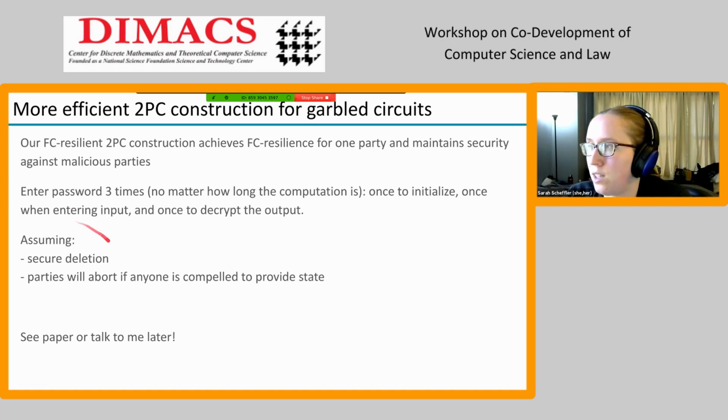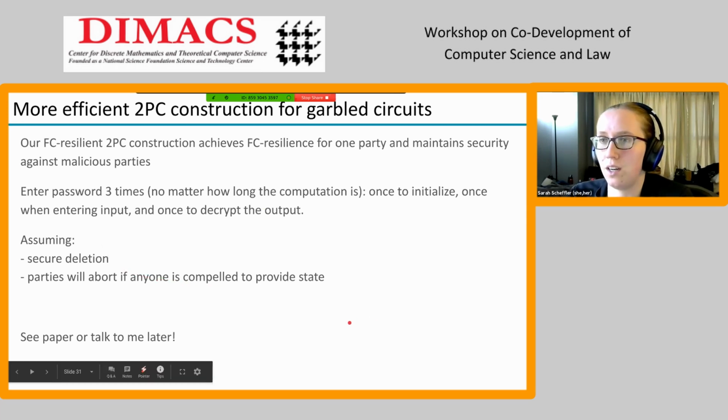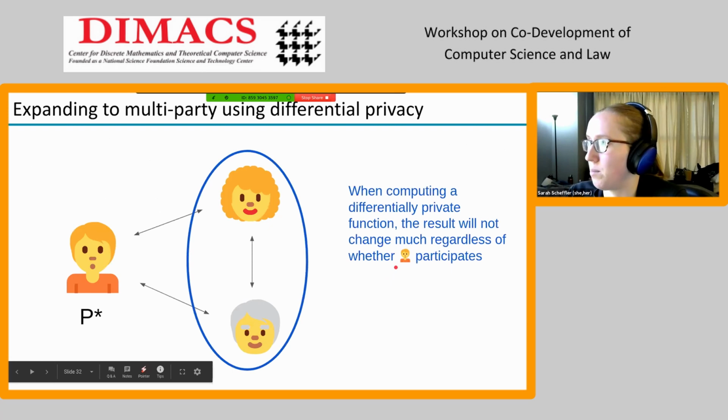So we have a construction for achieving FC resilience for the garbler, for garbled circuits, which maintains its other security properties. And during this, you only have to enter your password 3 times, regardless of how long the computation is. And since I am running a little low on time, I won't say much more about it, but I am happy to chat about it later. And obviously you can check the paper if you are interested in this kind of thing. And I'll skip this too.